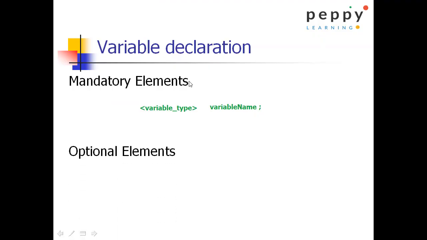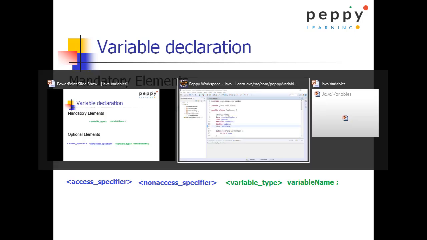Now let's see the optional elements. Variable name and variable type is mandatory. On top of it, you can have non-access specifiers and access specifiers. Let's see how to add those.